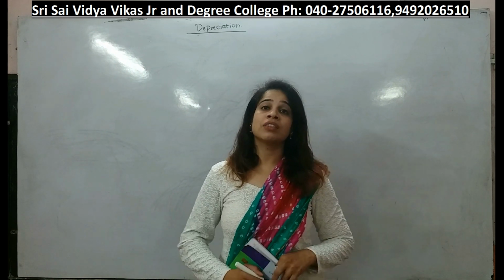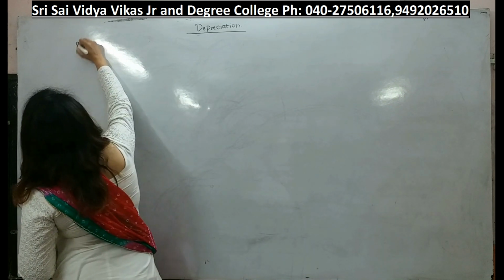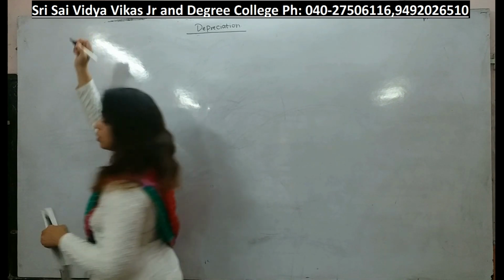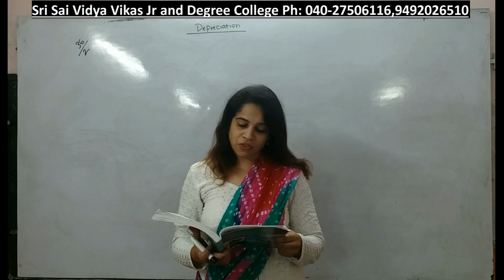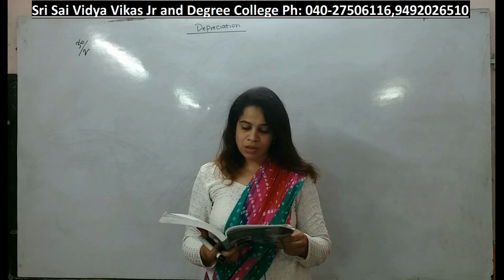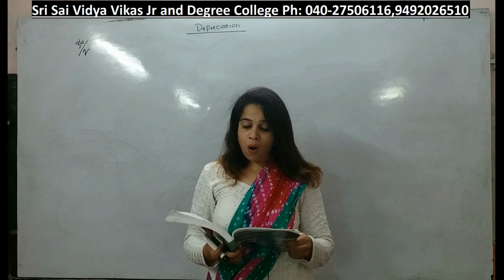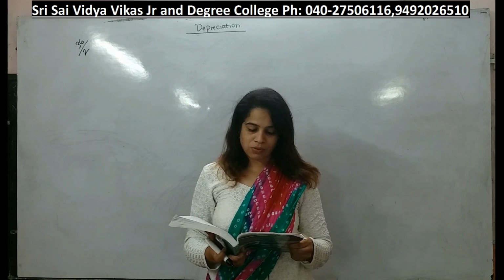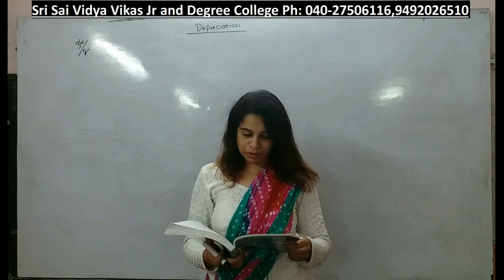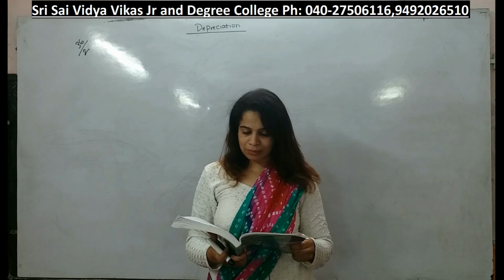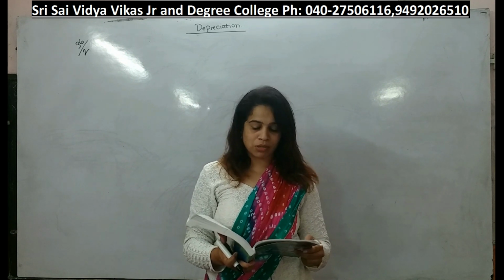Open page number 36, problem number 2. Kindly pay attention students. Ganesh bought a machine for rupees 17,000 and paid for its installation rupees 3,000 on 30th September 2011. Depreciation is provided at 20% under straight line method. Prepare machine account up to 31st March 2014.